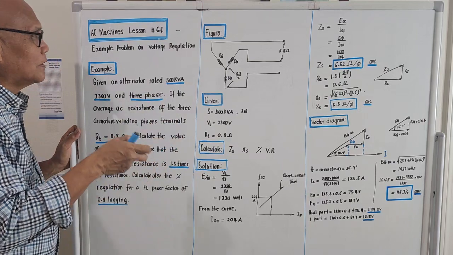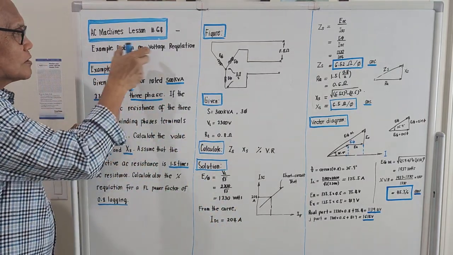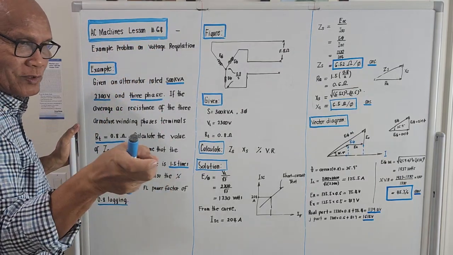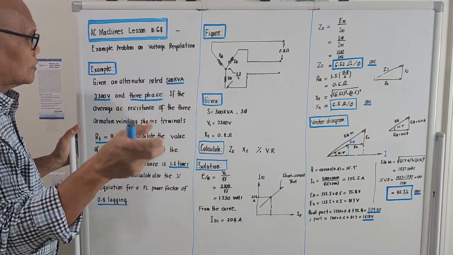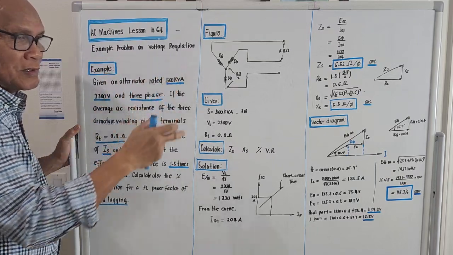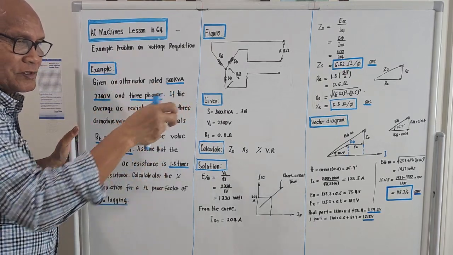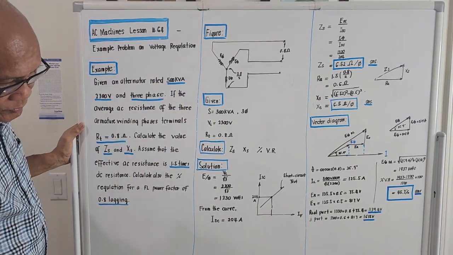Okay, let's proceed. The subject matter for this morning will be AC machines, lesson number 64. The last time around was 63. And the title of the topic for this morning will be example problem on voltage regulation, an application of the concept from the last discussion. I will try to read the problem.